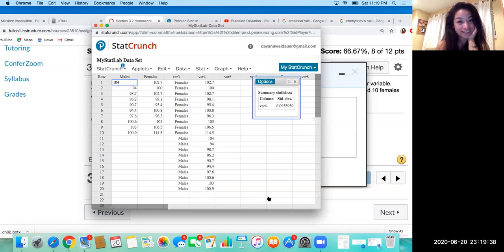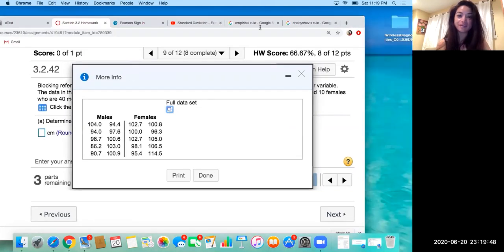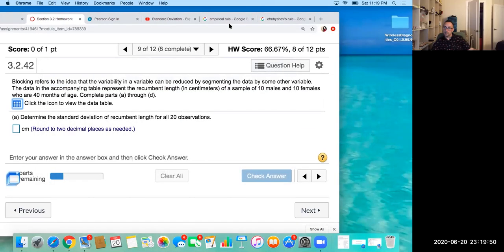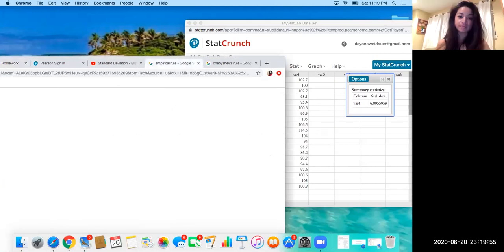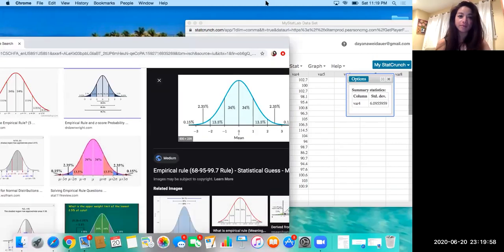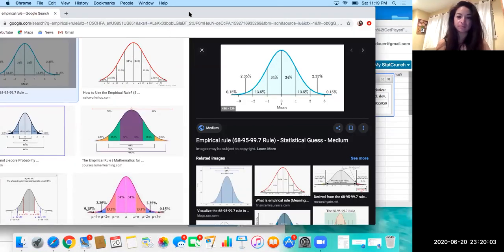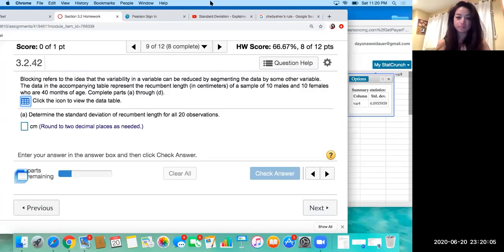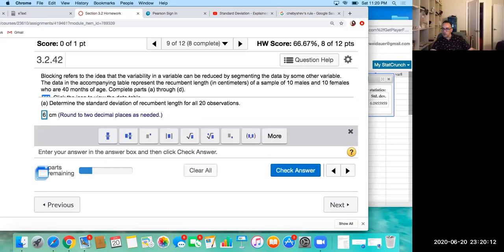You're making this seem like it's nothing. I lost it. Where'd it go? It's behind it, probably. No, that's not what I want. Round to 2 decimal places as needed. 6.10.